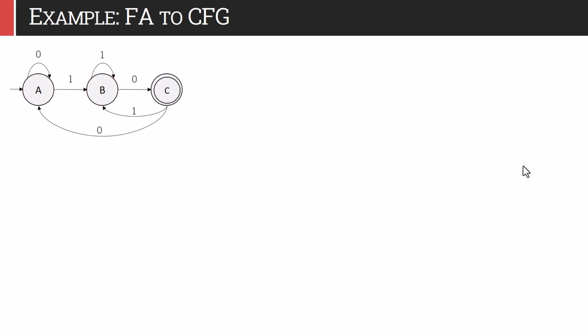Consider this example. From A, we have two transitions, and none of them is going to a final state, so we write down only two productions for A. On reading 0, it remains on state A, and on reading 1, it goes to state B. That's it. From B, we have two transitions, but one transition is leading to a final state, so we have to add actually three productions for B. On reading 1, it remains on state B. On reading 0, it goes to state C. And as state C is a final state, we also add B gives 0.